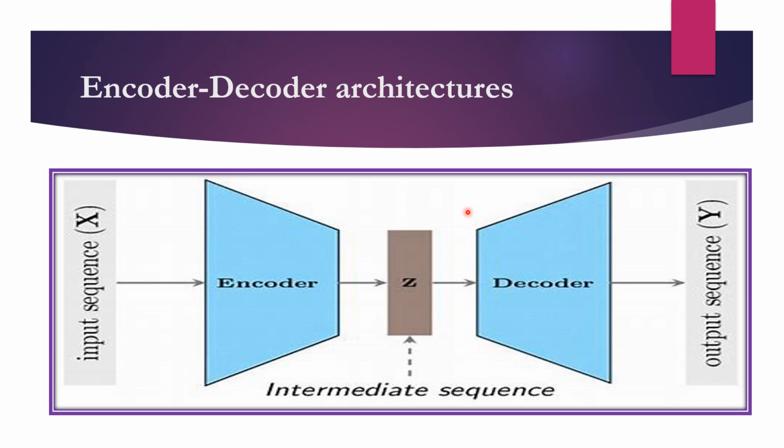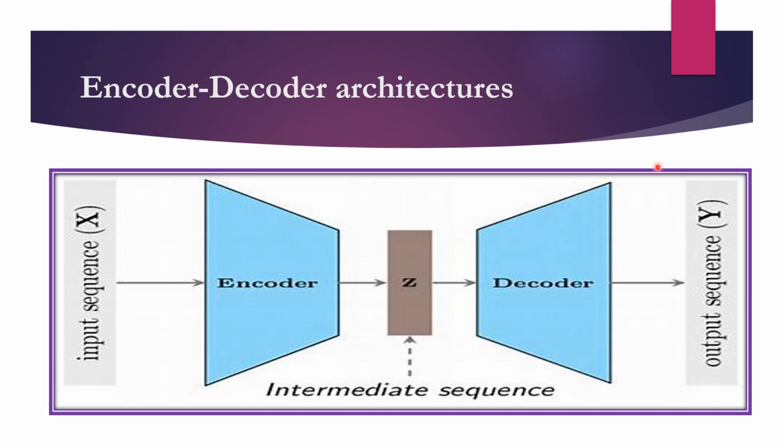This architecture consists of two main components. First is the encoder, second is the decoder. The encoder takes the input sequence and processes it sequentially, generating a compact representation often referred to as a context vector or contextual embedding. This representation summarizes the input sequence and contains information about its syntax, semantics, and context. The encoder can be a recurrent neural network or a transformer depending on the specific task and implementation.